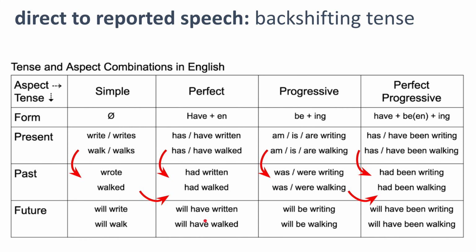So here is a little map showing you how we backshift. Usually simple present becomes the simple past. Simple past becomes the past perfect. Present perfect becomes the past perfect. The present progressive becomes the past progressive. Past progressive becomes past perfect progressive. And the present perfect progressive becomes the past perfect progressive. Whew, I hope you can remember that, but if not, don't worry too much.